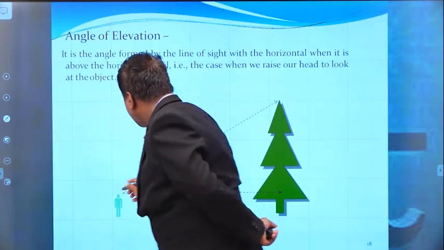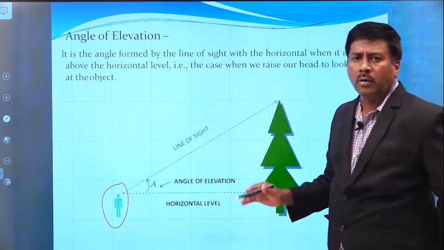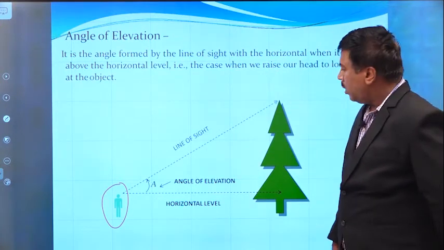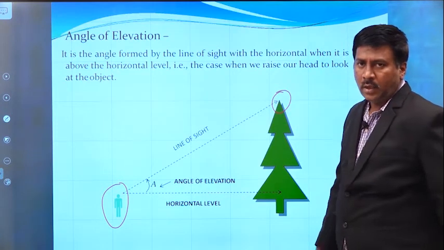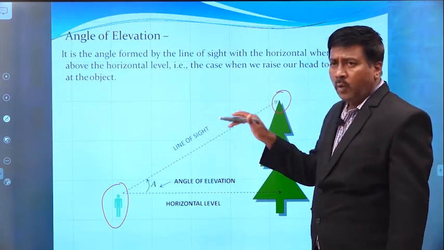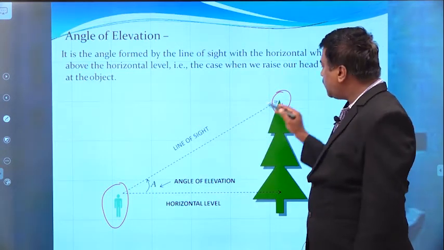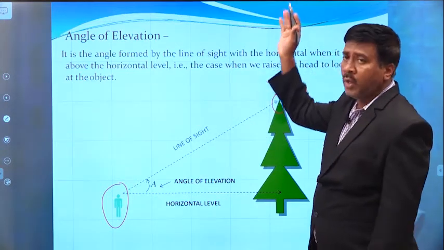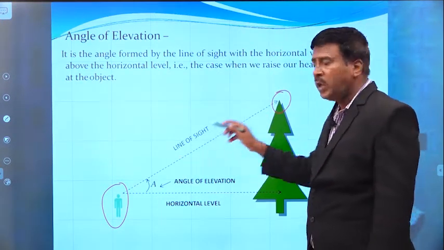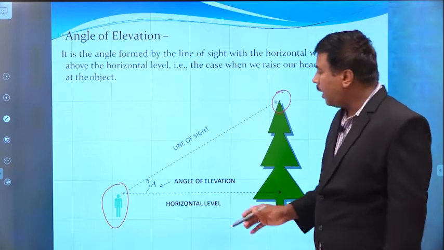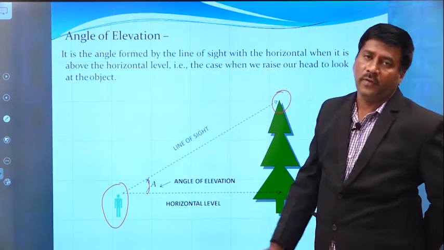So by using this, he may be seen at the top of a building or the top of a tower. So this is the object only, and the person has to be seen like this. Here, there is an imaginary line we have to assume. The object lies above the horizontal line. Therefore, the person has to look at that object. Then an angle is formed. This angle is called the angle of elevation.